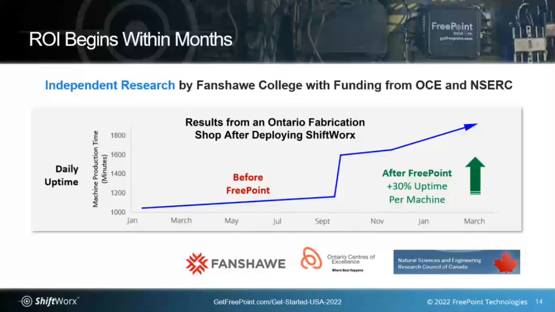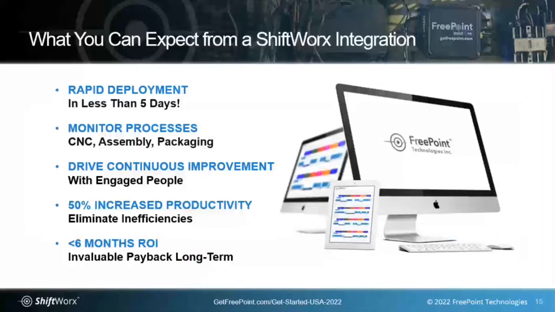So what can you expect from a ShiftWorx integration? Well, you can expect rapid deployment, less than 5 days. You should be able to monitor any process. Any value-adding process, CNC machines, injection molding, welding, assembly, die casting, any process that adds value to your product can be measured. You would drive continuous improvement. This is a great tool for your CI teams to give them uptime and downtime and baselines. And you should expect a dramatic increase in productivity and a very, very quick ROI. We say get started today.